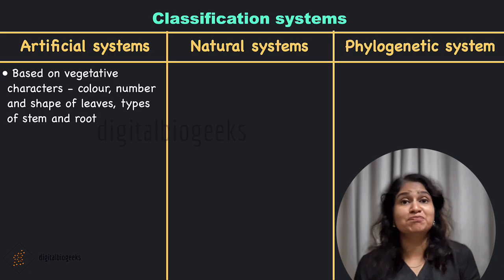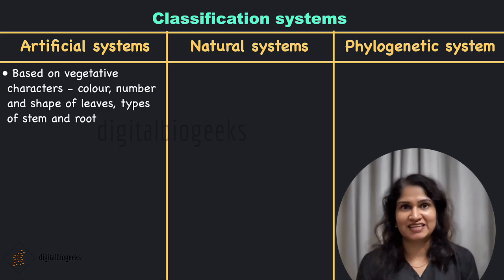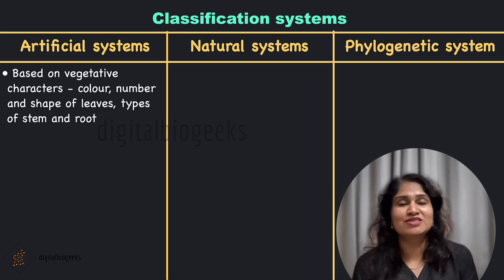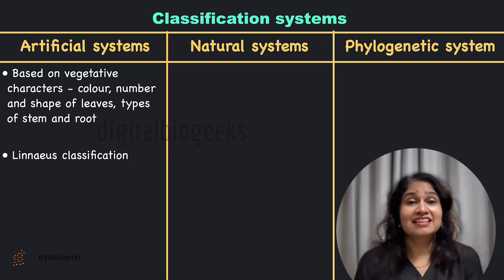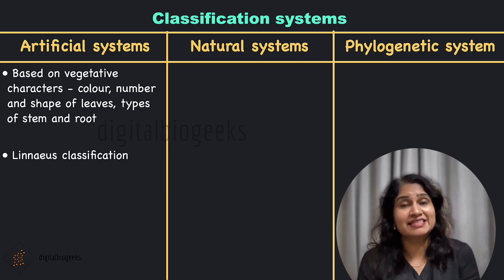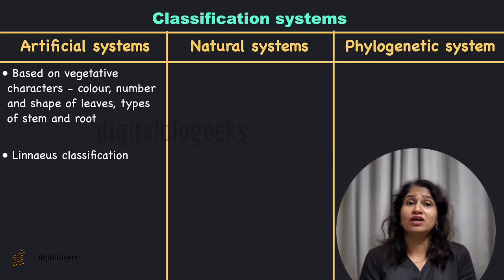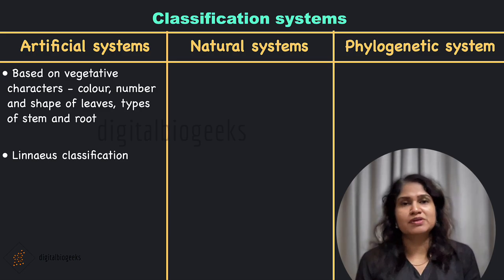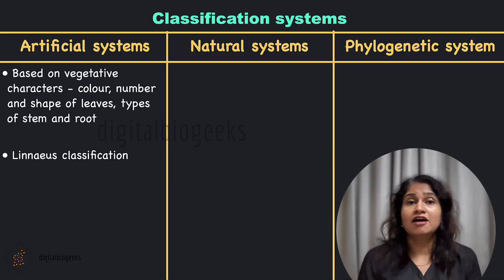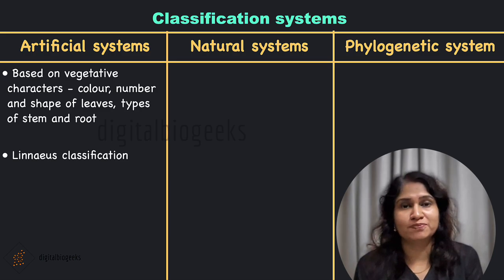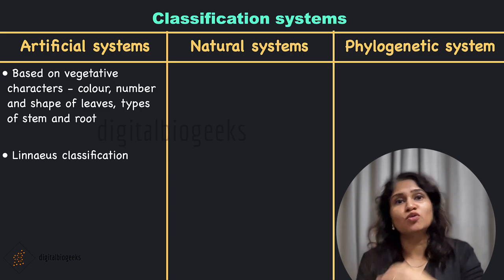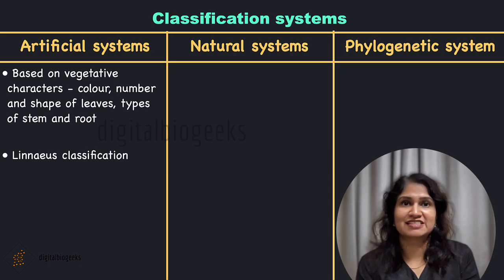Artificial systems were based on the vegetative characters of plants, like the colors, number and shape of leaves, type of stems, roots, etc. Linear system of classification comes under this category. These systems separated closely related species as they were based on only a few characteristics. For example, some members of Monera and Protista were earlier grouped under the plant kingdom as they possess a cell wall. However, they do not have any other similarity with plants. Hence, they were moved out of the plant kingdom in later classifications.